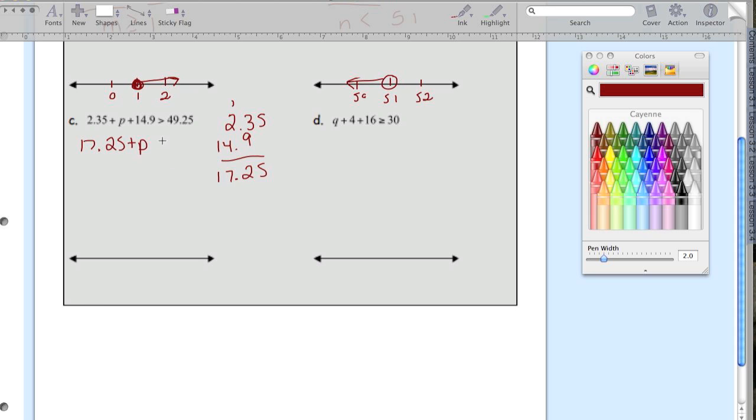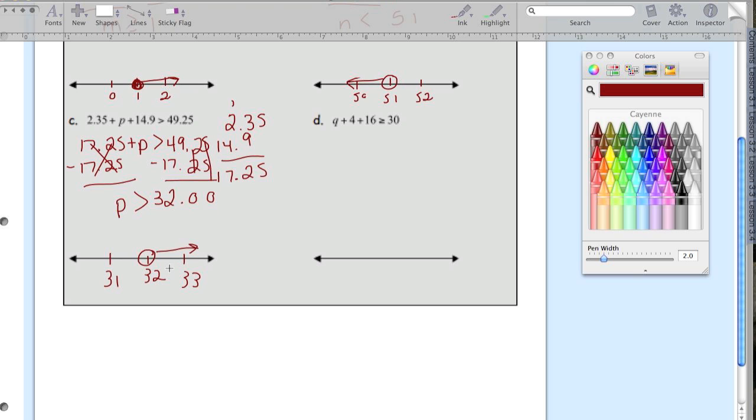17.25 plus p is greater than 49.25. Subtract 17.25 on both sides. Line up my decimal points. Those cancel. P comes down, greater than, that goes to 0, that goes to 0, 2, 3. So p is greater than 32, so I have 31, 32, 33. Open circle, shade to the right.